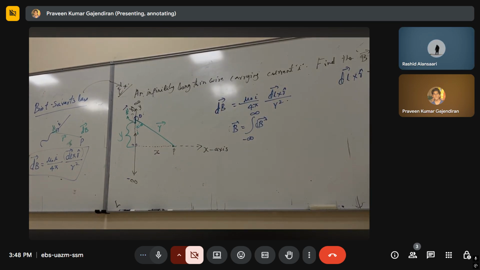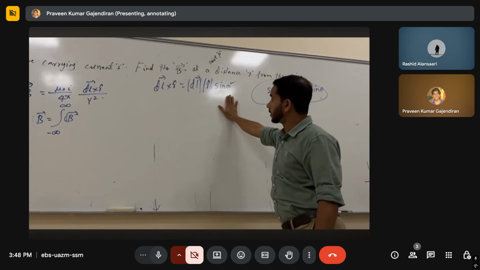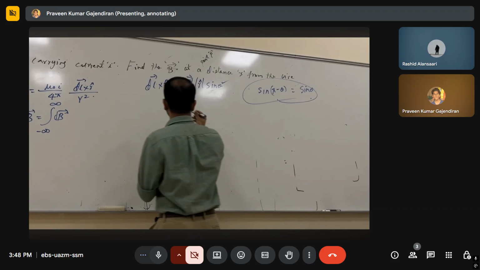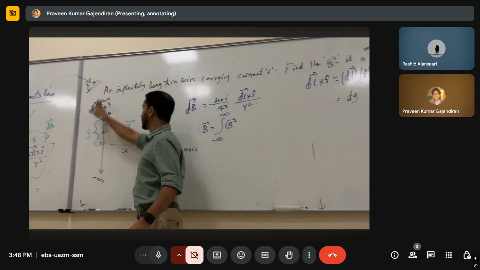Now, so this is dl cross r, which is r sine theta, right? So I can write this as dy, the magnitude of the small element I chose along the y-axis. So I have dy.